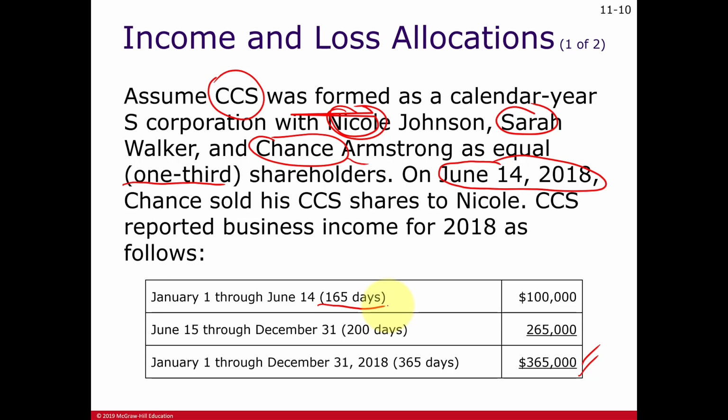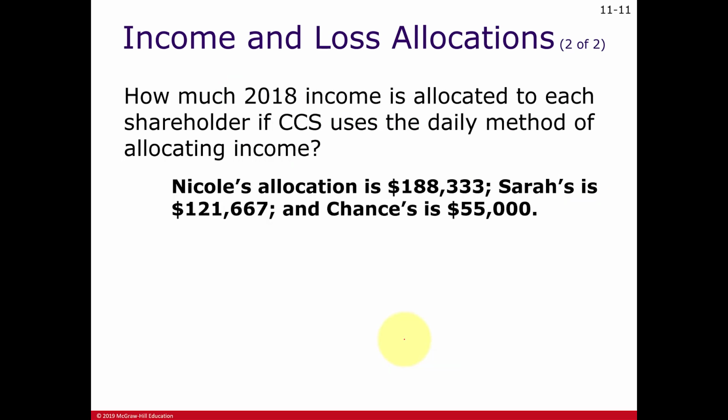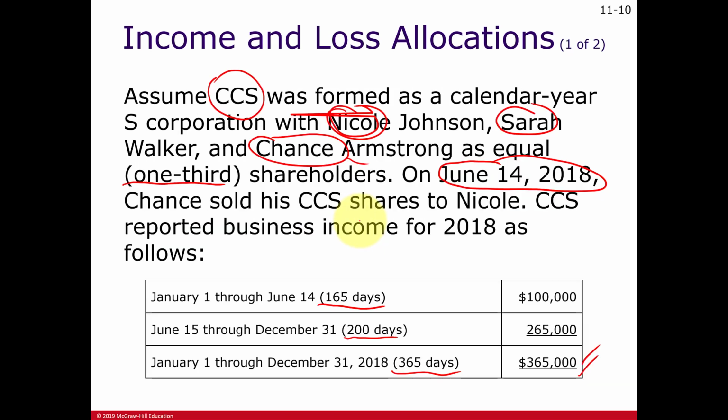And Nicole and Sarah are shareholders for the whole year, but Nicole's shares have increased for the last part of the year, these last 200 days. So let's take a look at the solution here. Remember, the person that has the straight 1/3 interest for the whole year is Sarah. So if you divide that 365,000 by 3, you'll get her share of the S corporation's income she has to report. Now, Chance, his 1/3 interest stops after, I think it's 165 days.